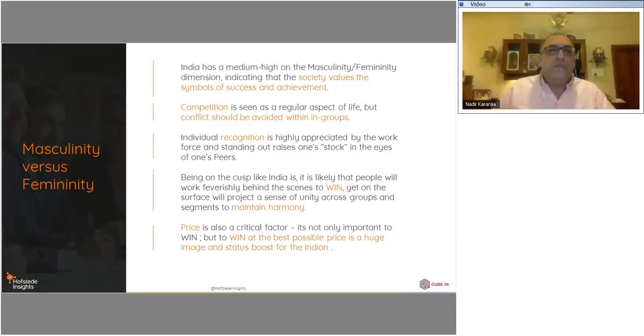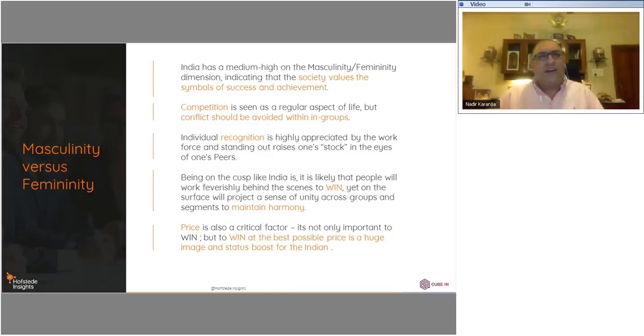Another dimension is called masculine femininity. India has a medium or high score masculine, which means our society values symbols of success and achievement. In several other cultures, it's more focused on how comfortably everyone can work together. I think in Dutch it's called gezellig, if I've got the pronunciation right. And in German, I think it's called gemütlich. And that sort of indicates to you the difference where in a more masculine society, it's the symbols of success, it's achievement, it's winning the business.